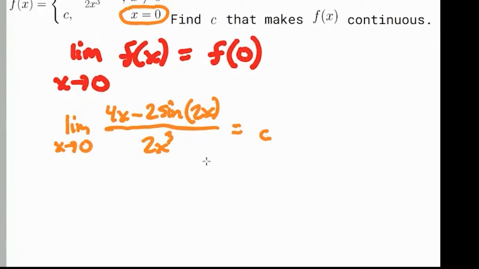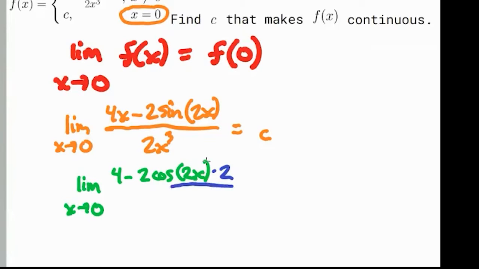Okay, from here, if you plug in 0, you end up with 0 over 0, hence why it's in the L'Hopital section. We're going to need L'Hopital's rule for this one. So I'm going to do the derivative of the top. You get 4 minus, so it's going to be 2 cosine of 2x times the inner derivative of that 2x, which is 2, divided by 6x squared is equal to c.